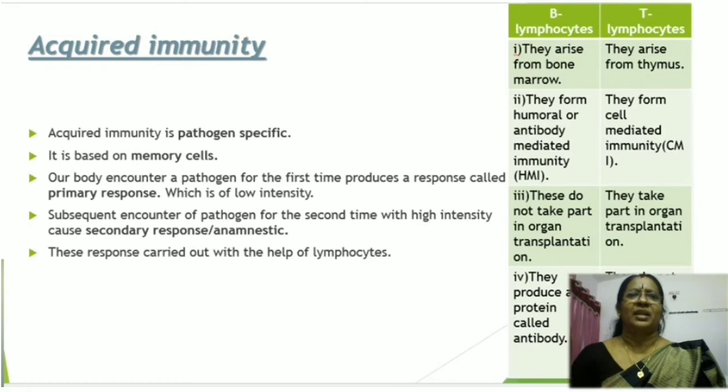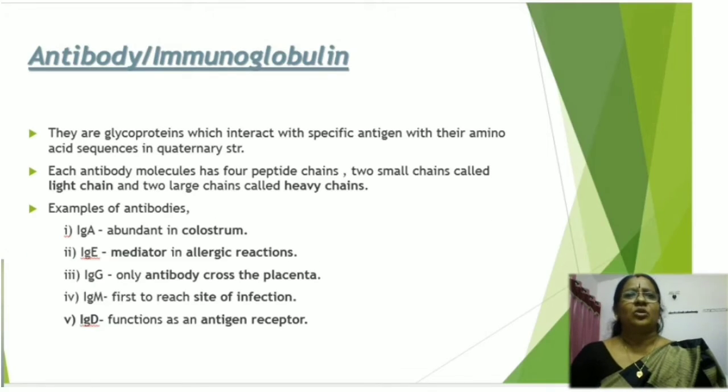The T lymphocytes form cell-mediated immunity. The B cells do not take part in organ transplantation, but the T cells take part in organ transplantation. The antibodies or immunoglobulins are of different types in our body, that is IgA, IgE, IgG, IgM and IgD. They have their own functions also.